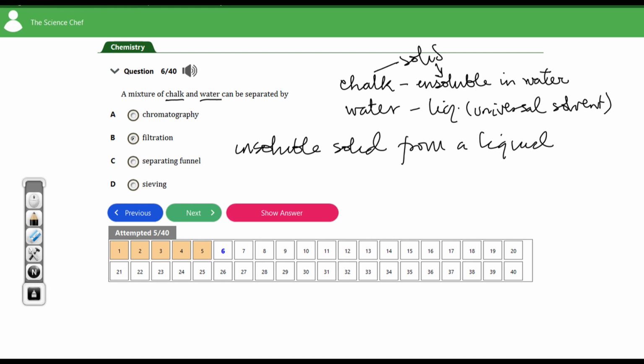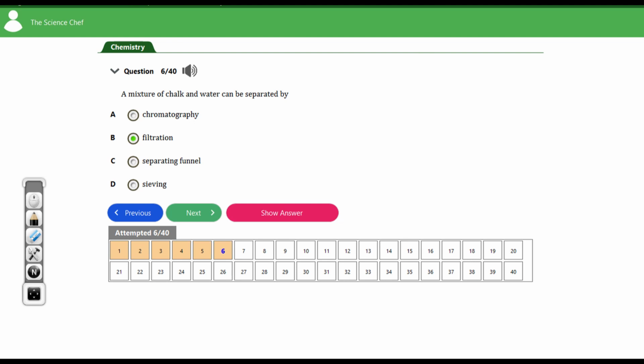So that's filtration, right? It cannot be chromatography because we are not dealing with colored substances. And neither can it be separating funnel, because a separating funnel is used to separate immiscible liquids that have different densities, while sieving is used to separate solid particles of different sizes. So the answer here is filtration. B. Next.